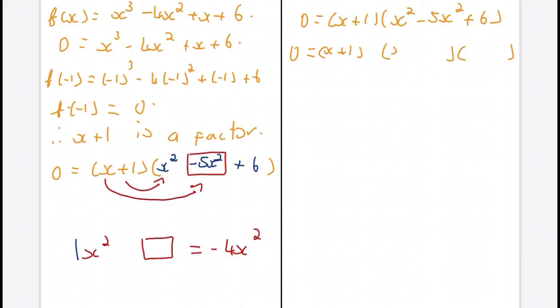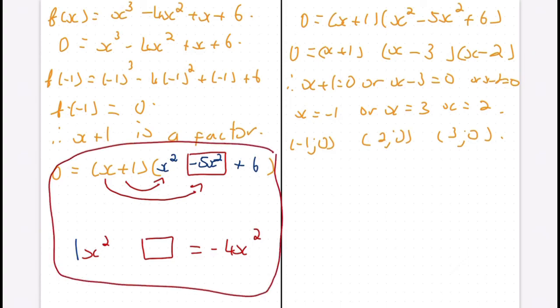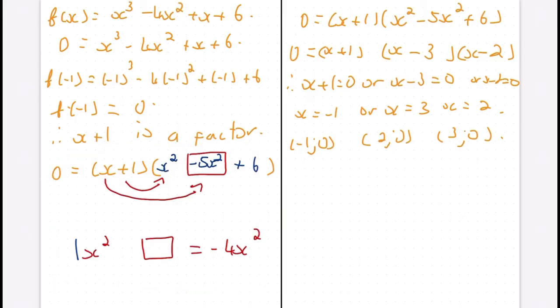So we have this x plus 1. Here I'll put x and x, minus 3 and minus 2 as the other factors. Therefore, x plus 1 is 0, x minus 3 is 0, x minus 2 is 0. Meaning, x is either minus 1, or it's 3, or it's 2. Meaning that our x-intercepts are minus 1 comma 0, 2 comma 0, and 3 comma 0. If all of this sounded like gibberish, make sure you go watch that 9-minute video. It's going to sound so easy after you watch that video.